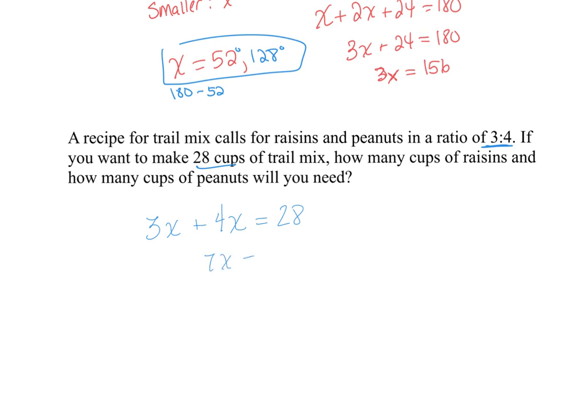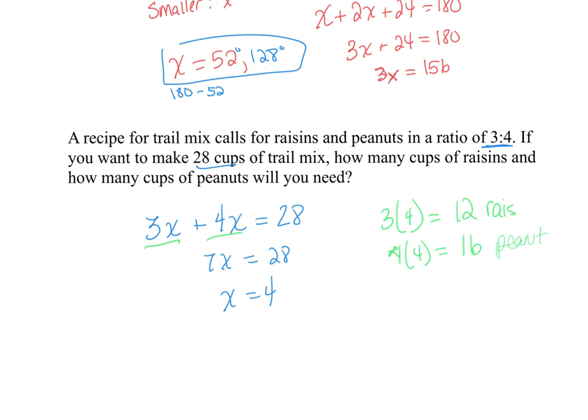And so the first thing you want to do is find out what the x is. Well, the x is 4. To figure out how much you need of each, you plug it back in. 3 times 4 will give you 12 cups of raisins. 4 times 4 will give you 16 cups of peanuts.